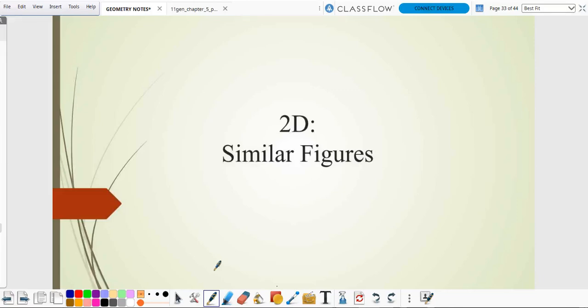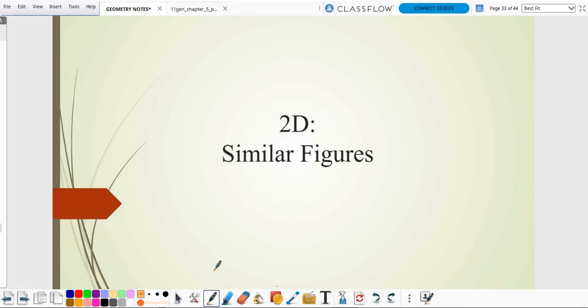Right, so similar figures is a little bit different to your congruence. Similar is not exactly the same. Similar is a little bit different, but they share some qualities that make them a little bit the same. So when we look at similar figures, it's not the same as congruent. It's slightly different.